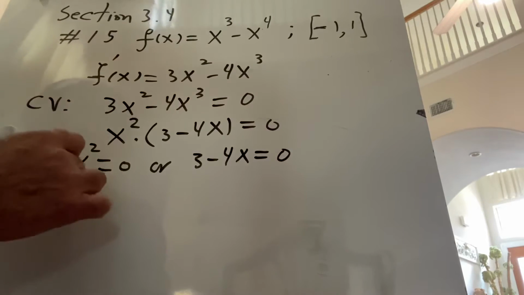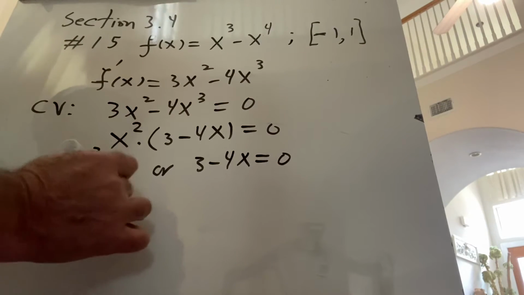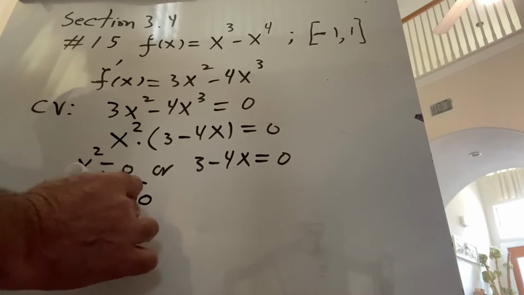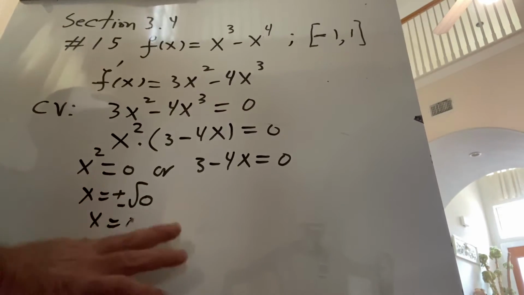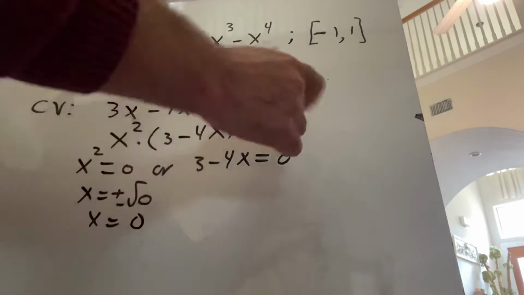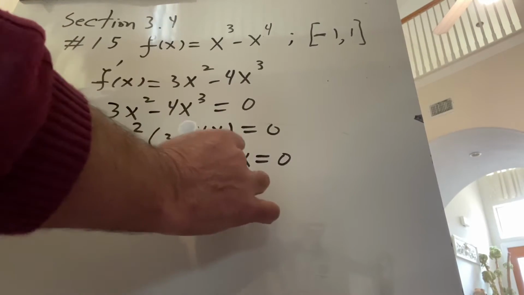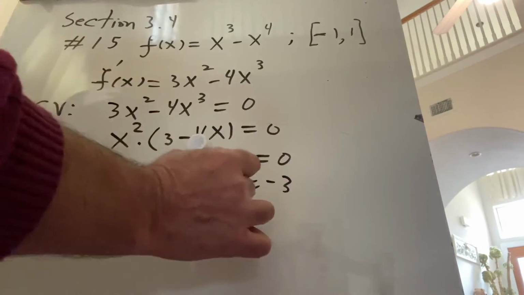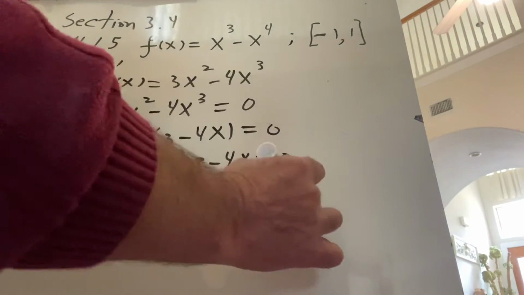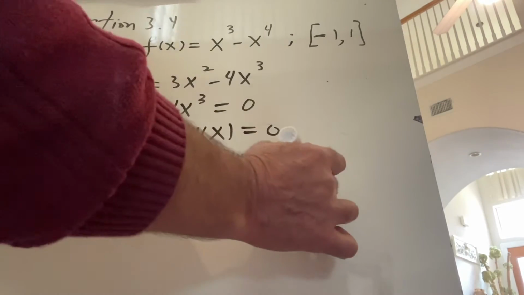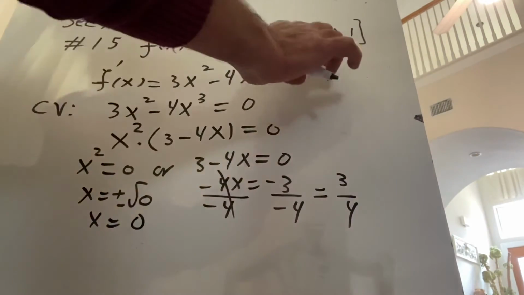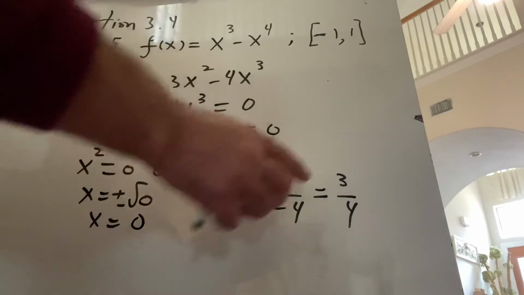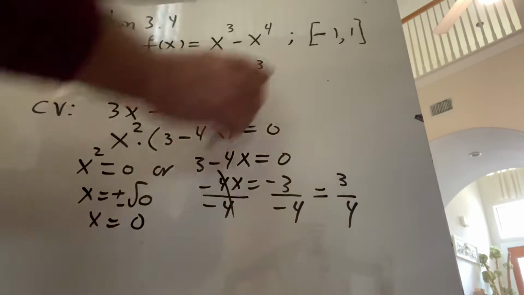But x squared equals 0 means x is plus or minus the square root of 0, which is just going to be 0. And then also, as you move the 3 over to isolate the x, that becomes -4x equals -3. Then we'll divide by -4 to solve for x. And -3 over -4 becomes 3/4. So we do have two critical values, and if you notice, 0 and 3/4 both happen to be between -1 and 1, because 3/4 is less than 1, and 0 is between -1 and 1.